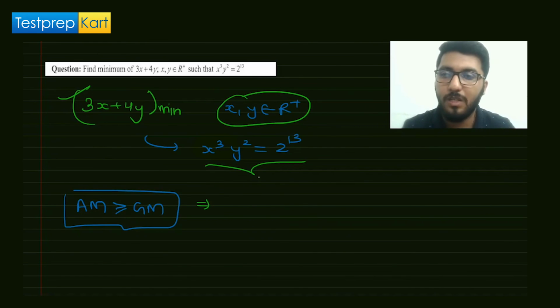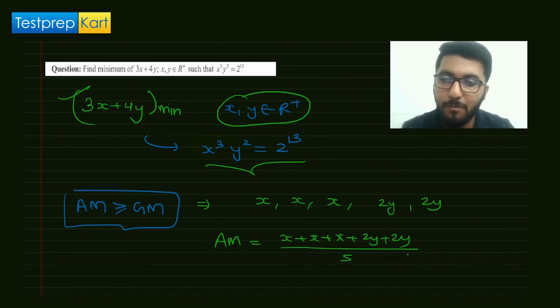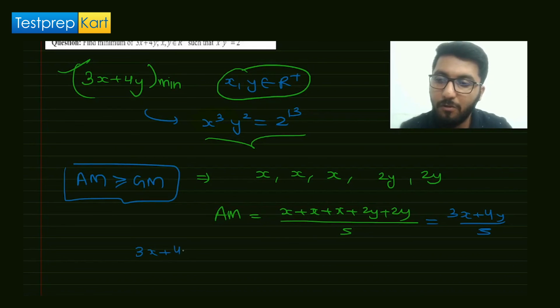So here you need to keep one thing in mind: we are going to take the numbers as x, x, x, 2y and 2y. Why am I doing that? Because if you calculate the AM, it will come out to be x plus x plus x plus 2y plus 2y divided by 5, because the arithmetic mean is the summation of the observations divided by the number of observations. That will give you 3x plus 4y by 5, and this should be greater than or equal to the GM. The GM is the product of all the terms.